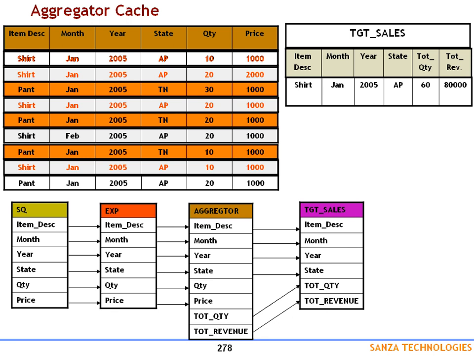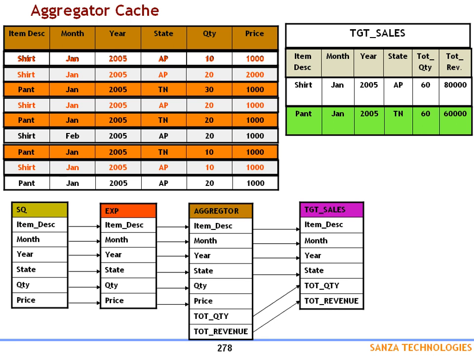Then it goes to the last record. It is not the same combination. It is pan January 2005 AP. So now it will group these records and send them across to the target table. Then again it comes back and scans the cache. From the top, it will scan the cache again, looking for the first unmarked record.